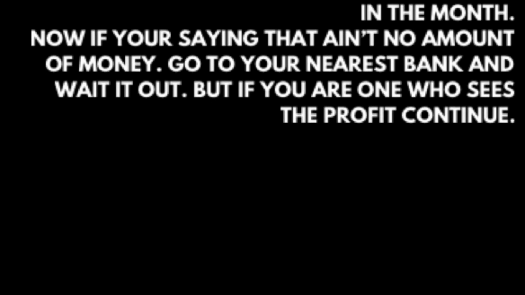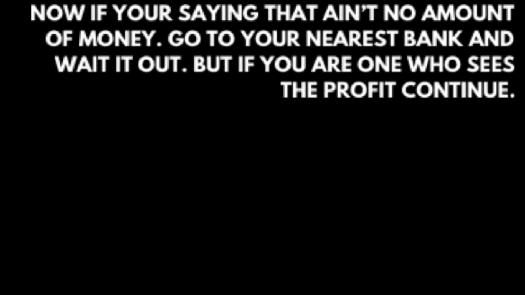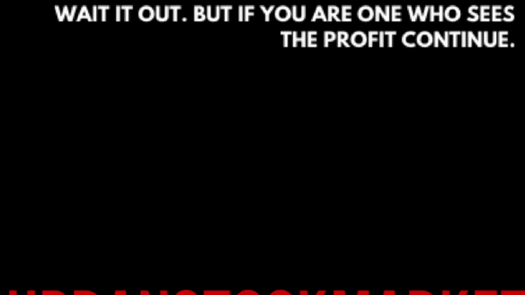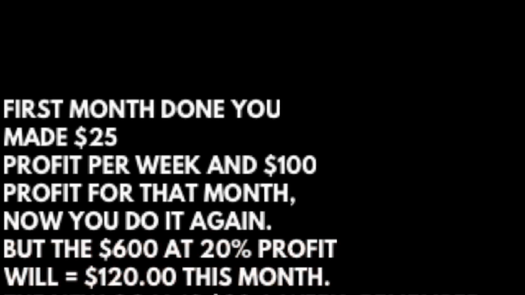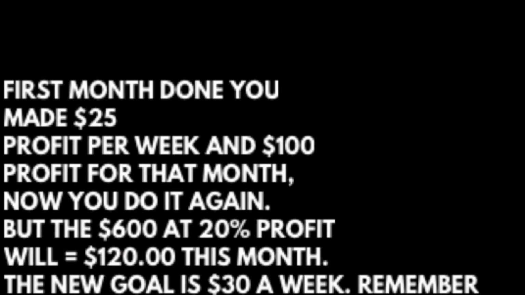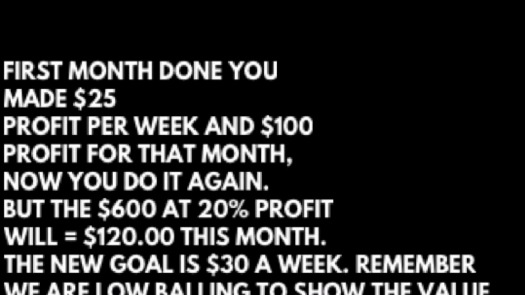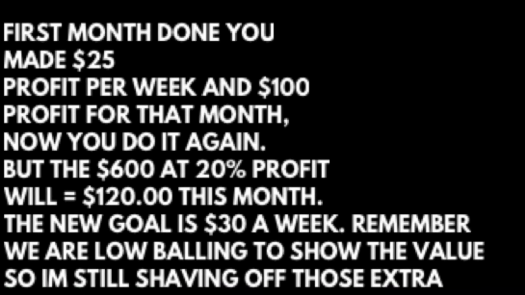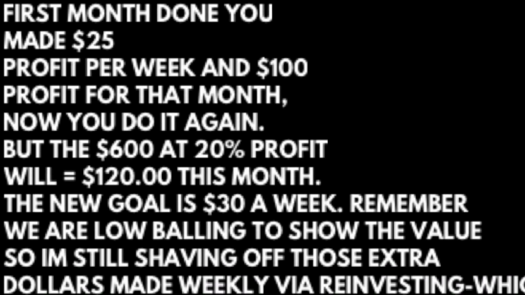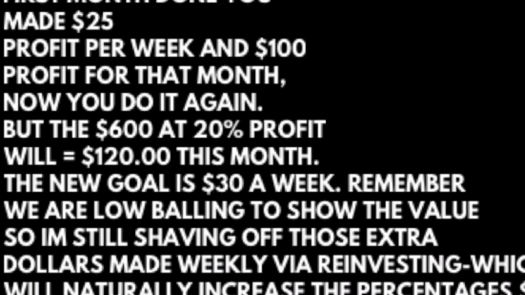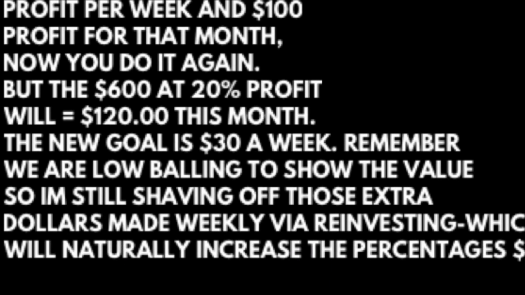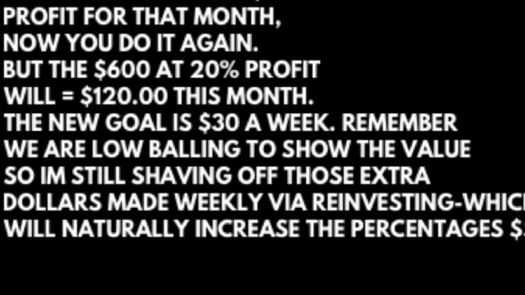Now if you're saying that ain't no amount of money, go to your nearest bank and wait it out. But if you are one of those who sees the profits, continue with us. First month, done. You made $25 profit per week and $100 profit for that month. Now you do it again, but the 600 at a 20% profit goal will equal 120 this month. The new goal is $30 a week.